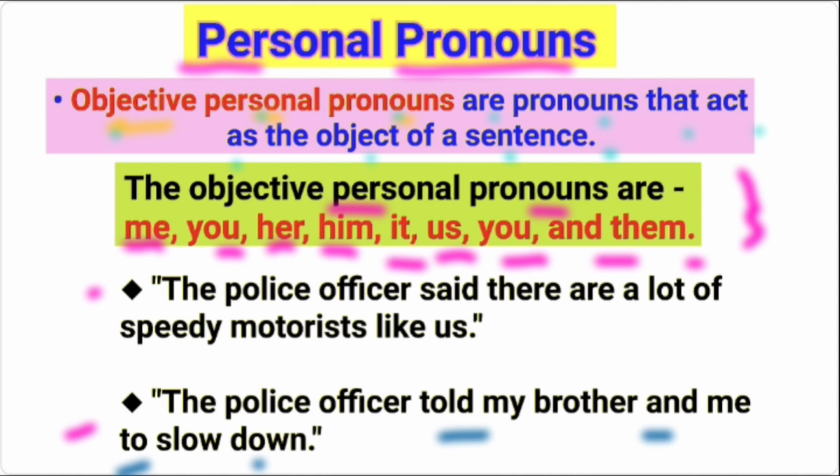So students, please tell me, what are the objective personal pronouns here? Please guess. Here, us. In the first sentence, us. Us is an objective personal pronoun. And in the second sentence, me is an objective personal pronoun here.